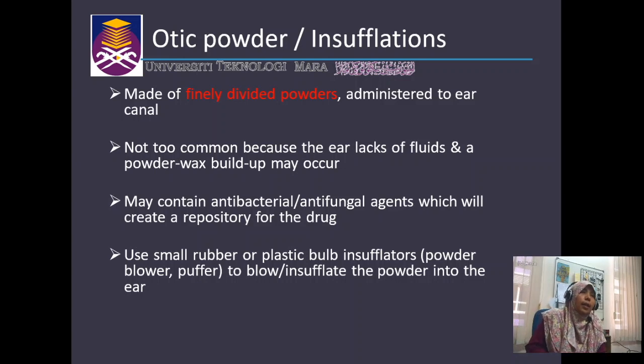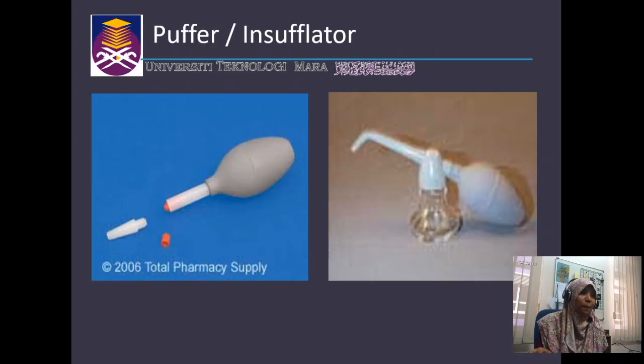Last one, otic powder or insufflation. It is made of finely divided powders administered to the ear canal, not too common because the ear lacks fluid and with powder, wax build-up may occur. So we generally do not advise people to make powder into otic preparation. It may contain antibacterial, antifungal agent, which will create a repository of the drug. Use a small rubber or plastic bulb insufflator to blow or insufflate the powder into the ear. You cannot use your hand. This is how the insufflator or puffer looks.